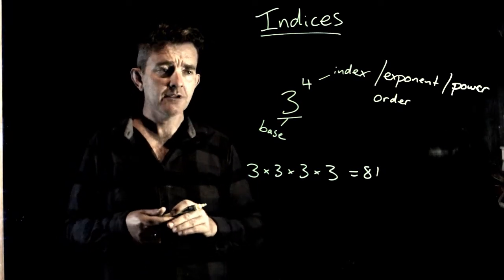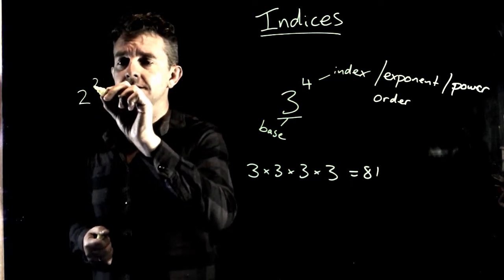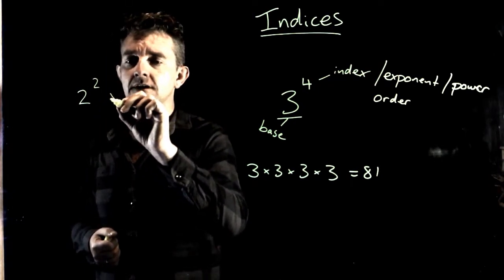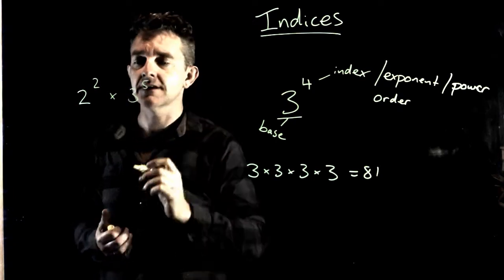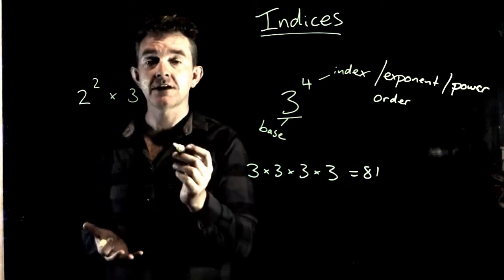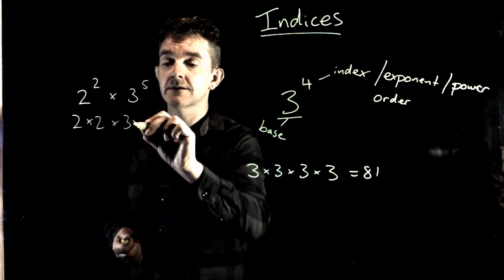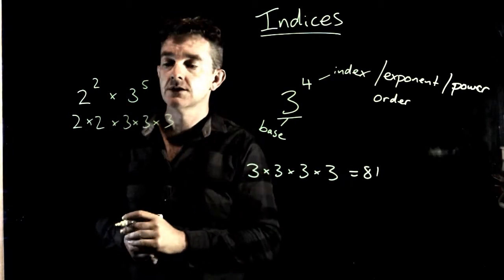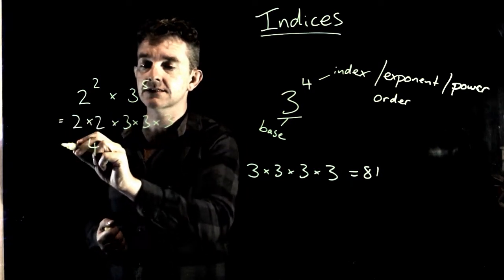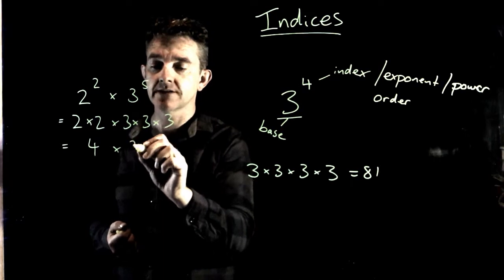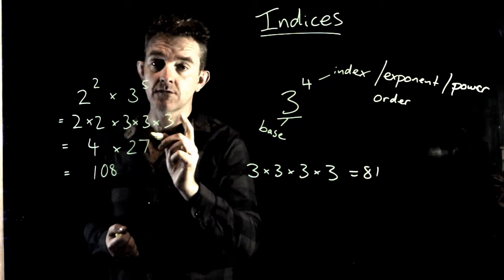Okay, so how do we evaluate these? What if I had 2 squared times 3 to the power of 5? What would I do there? Well, if I was going to write this out in long form, I would say that's 2 times 2 times 3 times 3 times 3. 2 times 2 is 4, and 3 times 3 is 9, times 3 is 27. 4 times 27 equals 108, so that would be evaluating that.